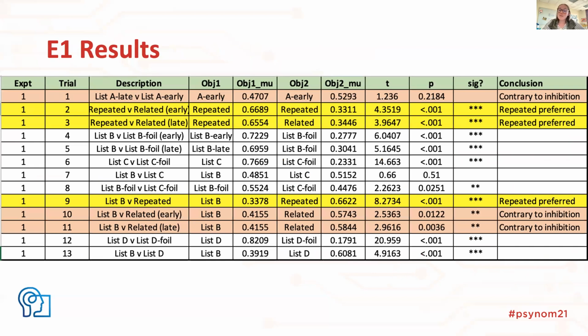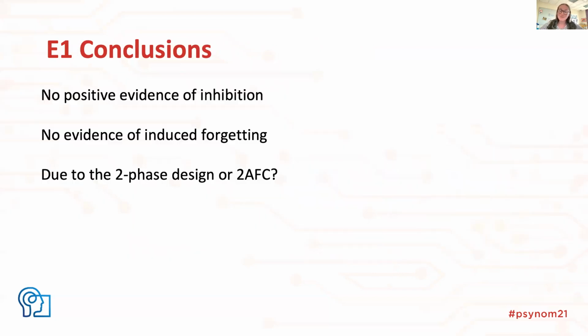I show you this table of results only because I want to illustrate to you that there were many other trial types and analyses incorporated into our conclusions and model. The highlighted trials are those I presented to you today. In experiment 1, I have shown you that there was no positive evidence of inhibition. I also mentioned that there was no evidence of induced forgetting. This could have been due to the use of a two-phase design, or it could have been due to the use of the speeded two-alternative forced choice tests.